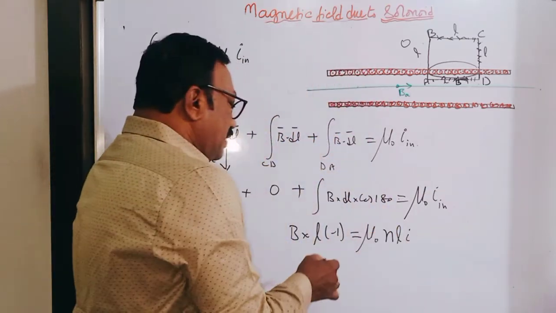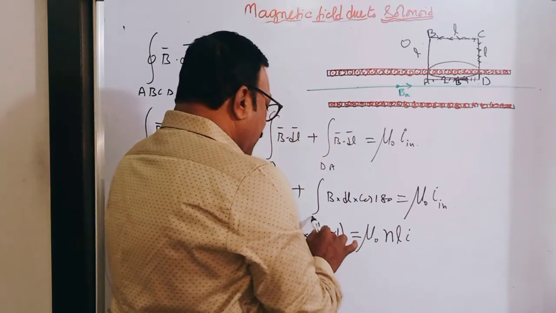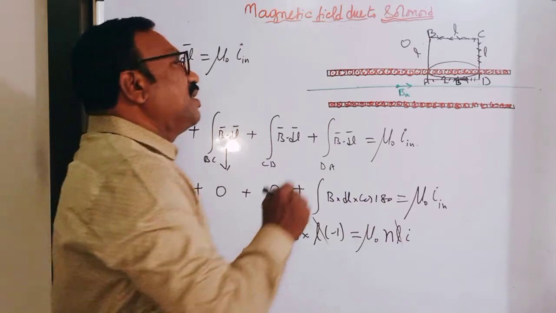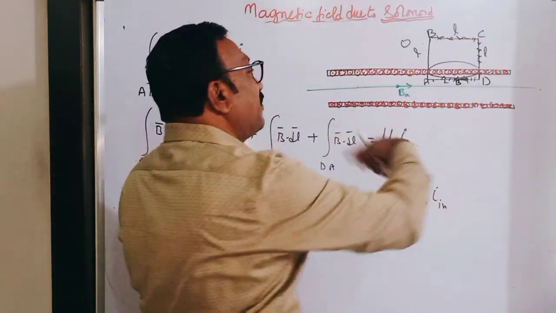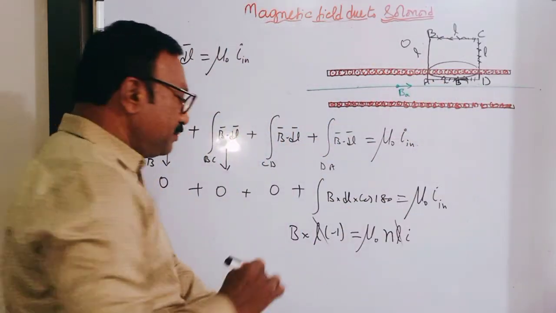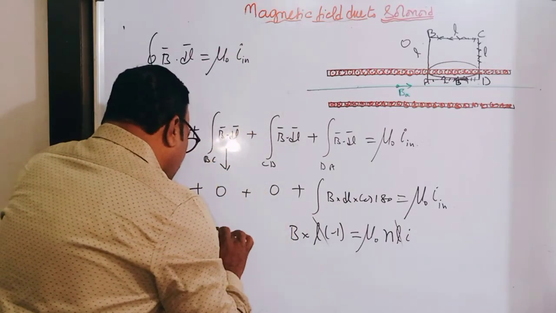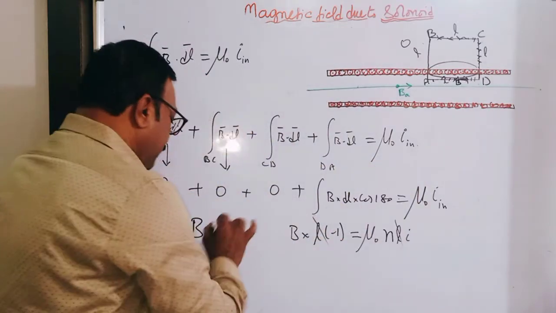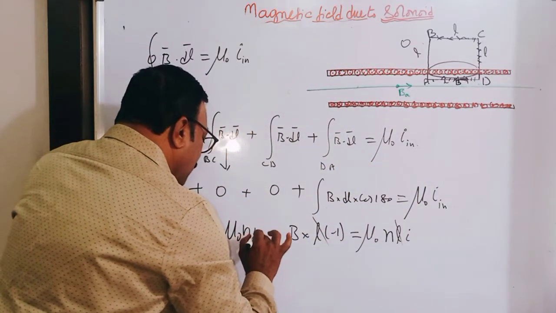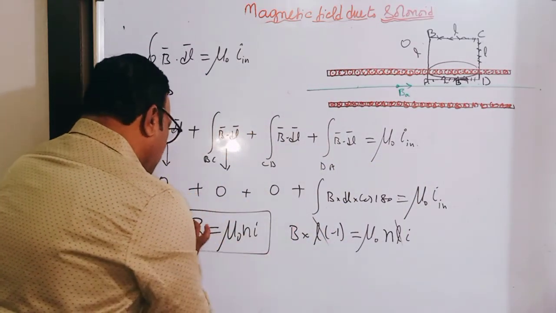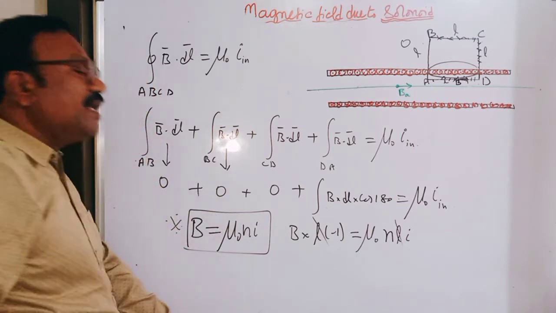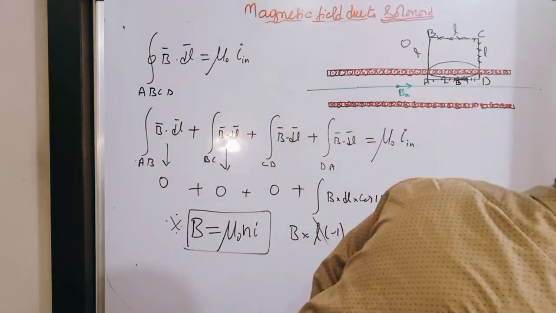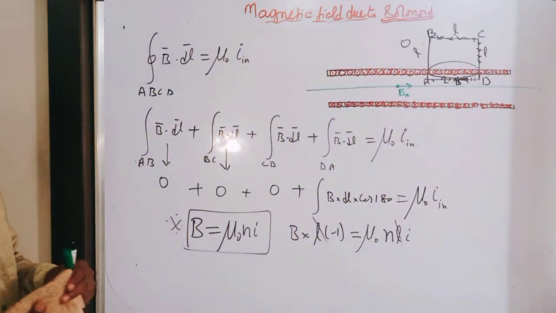So what happens now in this case? This L is getting cancelled. I said that you can omit the minus sign, because if I take a loop like this, I get this minus sign. If I take a loop like this, then I won't get that minus sign. So therefore the magnetic field inside the ideal solenoid is mu naught N i. So this proof is there using Ampere's circuital law. It is there in your NCERT book. This is important for you.